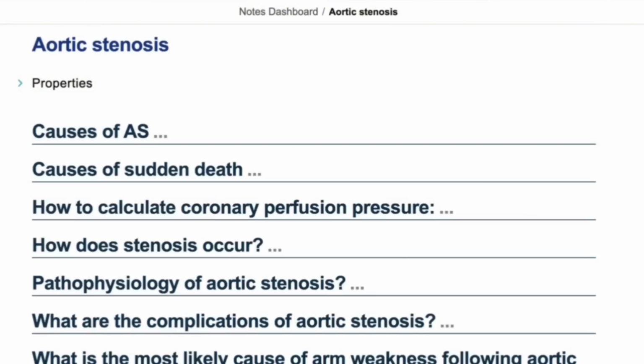The first one being congenital, so you can have a unicuspid or bicuspid valve. The second is the most common, which is calcification. That typically occurs in elderly patients over the age of 70 and is associated with risk factors such as hyperlipidemia and diabetes. And the third is from rheumatic heart disease, so post-inflammatory fibrotic changes. That typically occurs in the young.